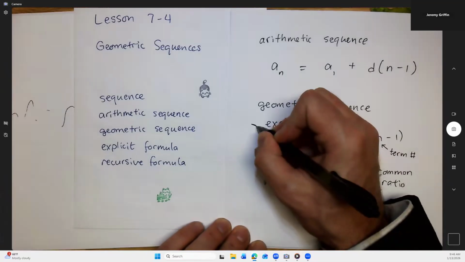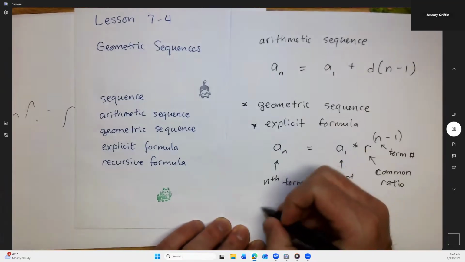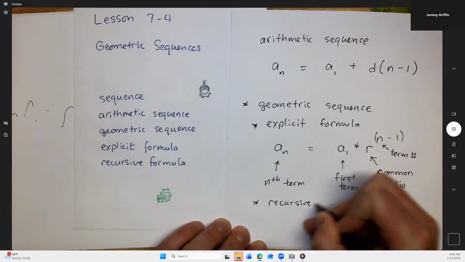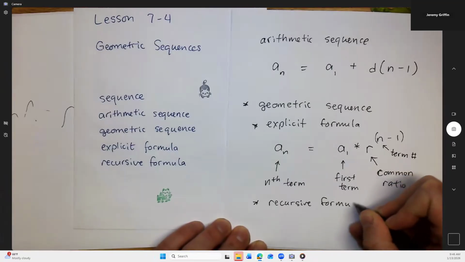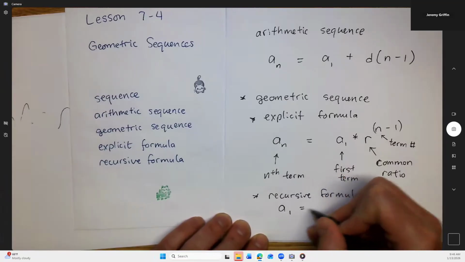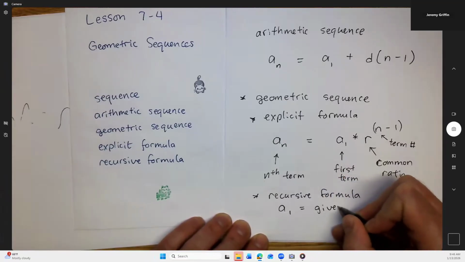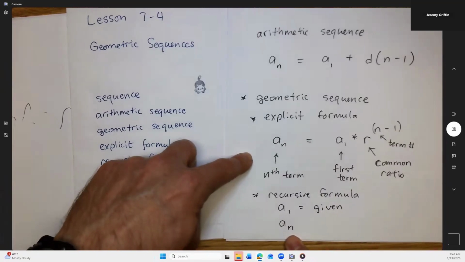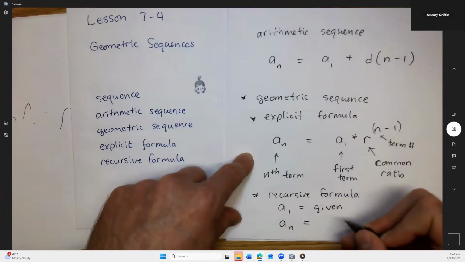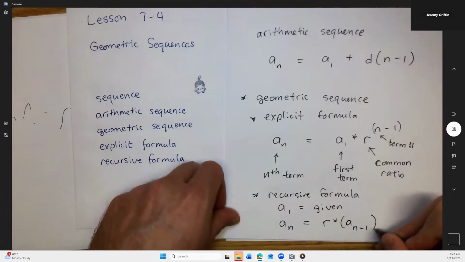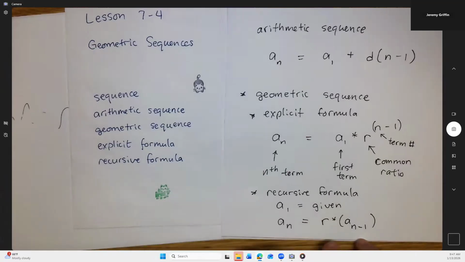That's called recursive. These are both subsets of geometric sequence. What if I have a recursive formula? Now, a recursive formula looks a little different. It goes like this. You name the first term, so I'll say a1 is given. And then you say that the nth term, a sub n, just like before, is equal to some common ratio multiplied by the previous term. And the previous term, I'm going to write as a sub n minus 1. Now, here, guys, be really careful.